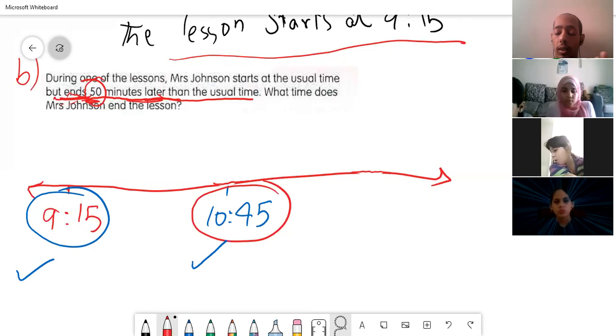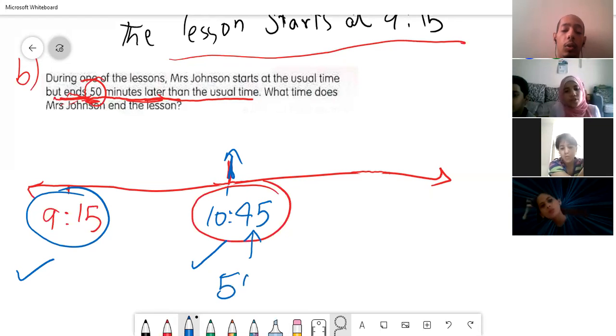Wait, step by step. Now from this point, we are going to count the minutes. But now the minutes are 45, right? We cannot add 50 directly, because how many minutes do we have in 1 hour? 60 minutes. So if we add 50 to the 45, we are going to have more than 60, 95.